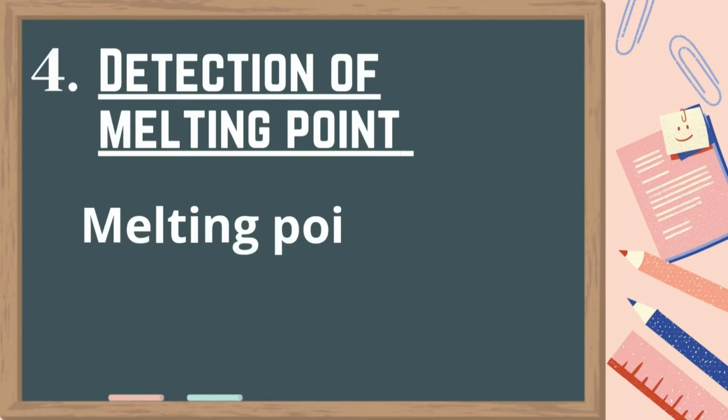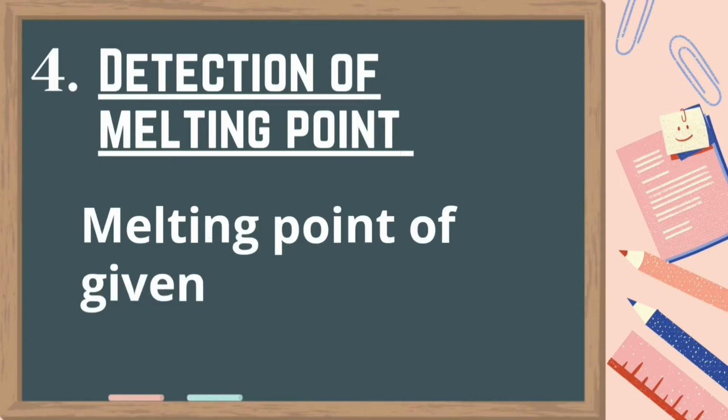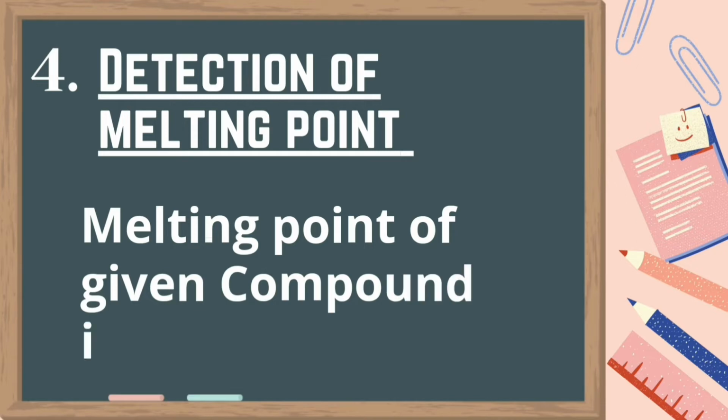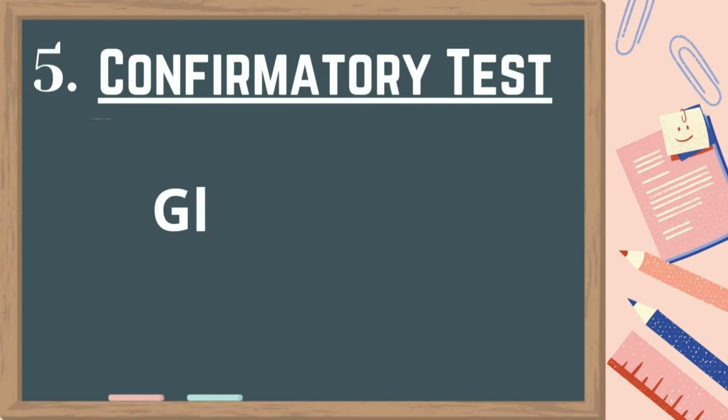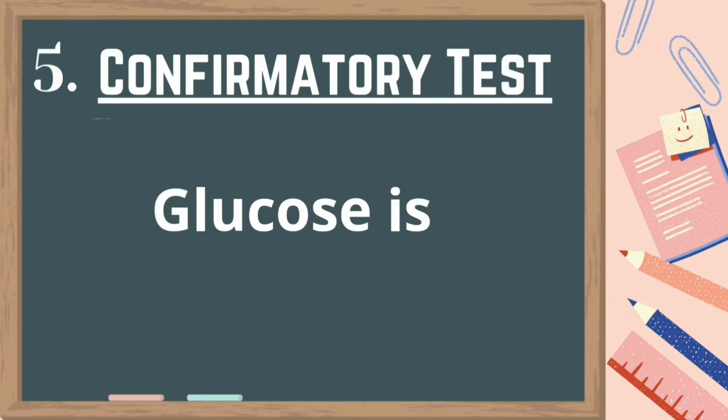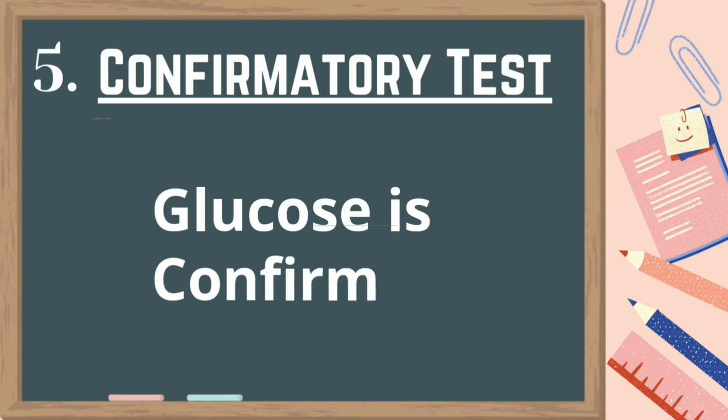Determination of melting point. The melting point of the given unknown organic compound is 146 degrees Celsius. Confirmatory test. Our given unknown organic compound contains no extra element. Also it contains aldehydic group as a functional group, and the melting point is 146 degrees Celsius. So it seems that the given compound may be glucose. Let's do the confirmatory test for glucose on the table.